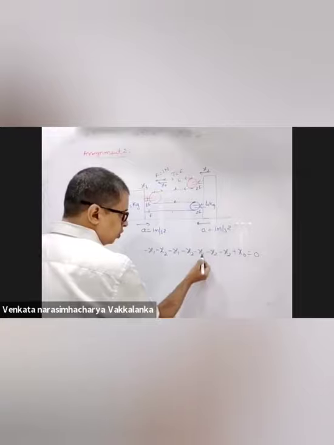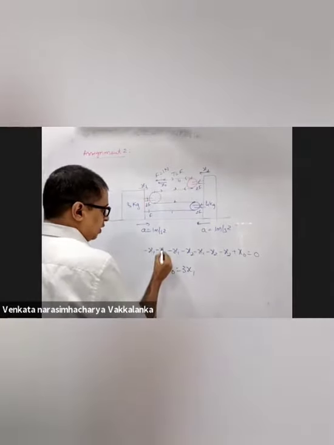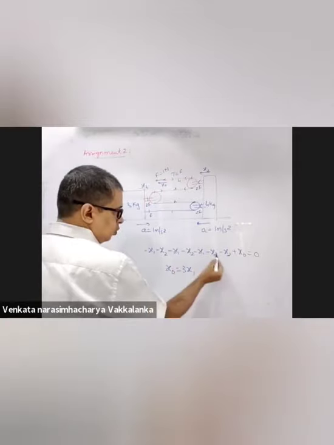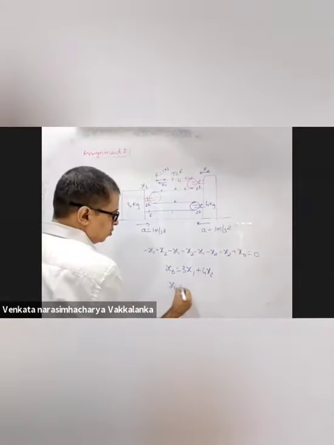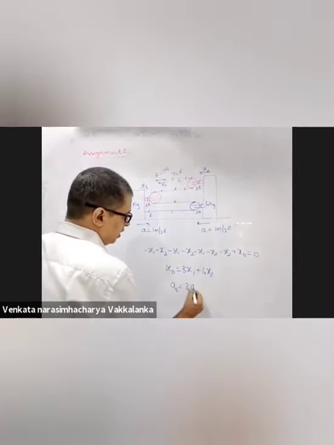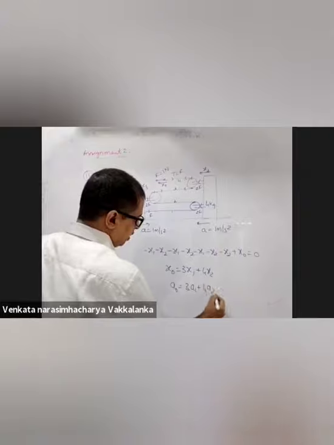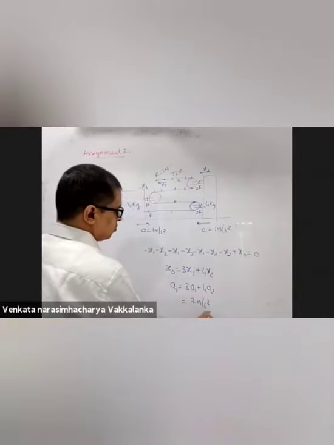1, 2, 3: x0 is equal to 3x1, plus 4x2. So a0 is equal to 3 times a1 plus 4 times a2. Both are 1. So 7 meter per second square.